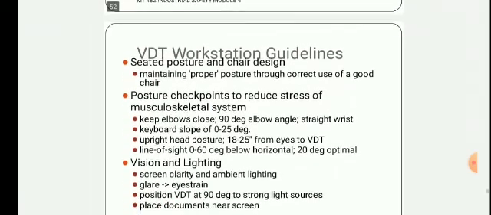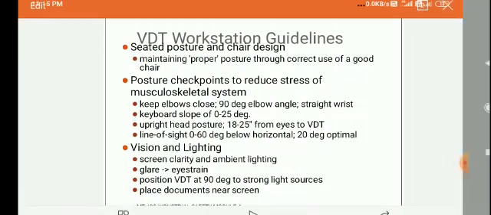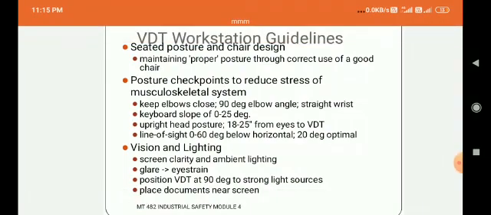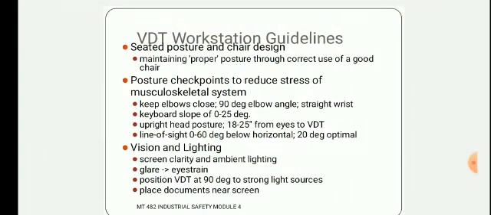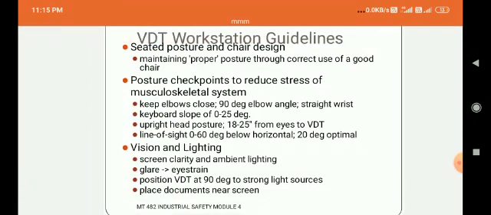Then the next one is visual display terminal workstation guidelines. There are some guidelines as we discussed. Seated posture and chair design, maintaining a proper posture through correct use of a good chair. Then posture checkpoints to reduce the stress on the musculoskeletal system. Okay, keep elbows close. Okay, 90-degree elbow angle. We should keep the 90-degree elbow angle. Straight wrist. Keyboard tilt 0 to 25 degrees. Upright head posture, 18 to 25 inches from eyes to the visual display terminal. Visual display terminal examples: laptop, desktop, etc.